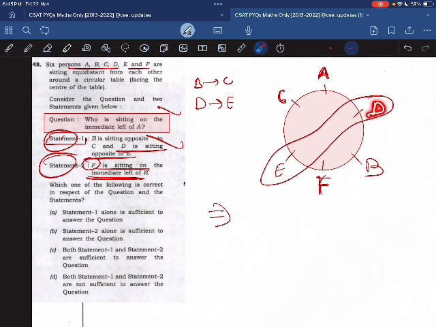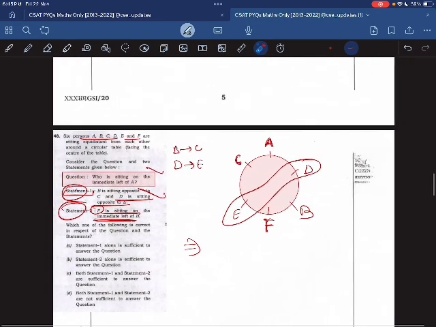But the thing is, if D is there and E is there, then we can say that D is sitting immediately left of the A. But what if D is sitting here and E is sitting here? This could also be a possibility. So you can't solve the question using statement 1 and statement 2. So we can say that we can't solve the question using statement 2 and statement 1 combined. So the answer would be D. Both statement 1 and statement 2 are not sufficient to answer the question.